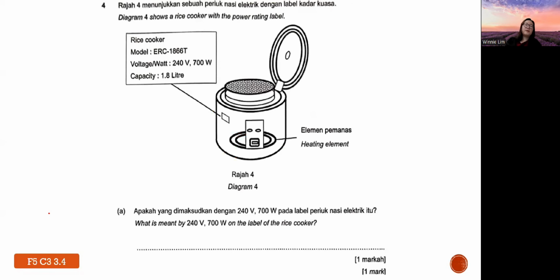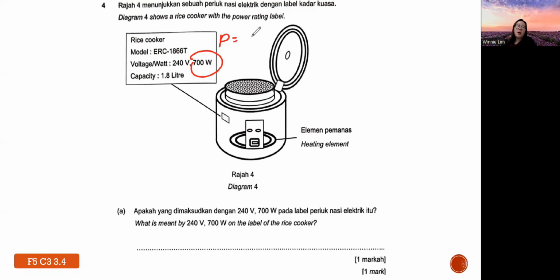Okay, now we are in the Form 5 topic on electricity, electrical energy and power. Diagram 4 shows a rice cooker with the power rating labeled. So what is the meaning of 240 volt 700 watt on the label of the rice cooker? I will tell students, you really need to memorize this if this topic comes out, or they like to ask this as a definition. So this idea is power.